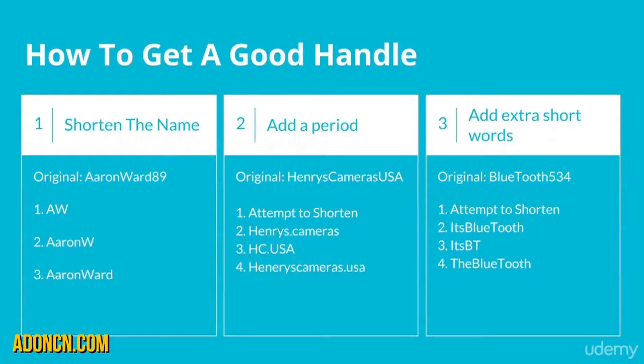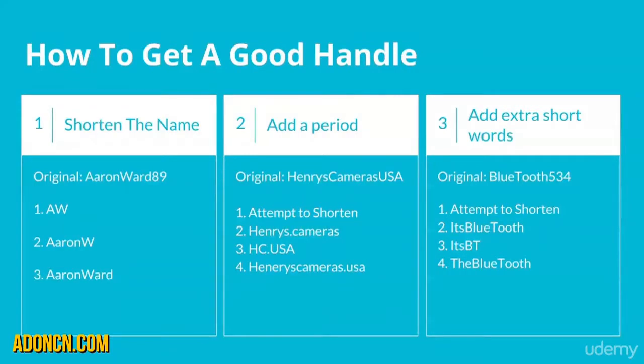So the next step would be Aaron W. You could do a search for it on Instagram to see if it's taken, or you can just type it in and test it out, which we're going to get onto next. And the next one after that would be Aaron Ward. So that would be breaking it down. You're trying to remove that 89 because a lot of people won't remember that. You pretty much want to break it down to the most shortened version of the name you can find.